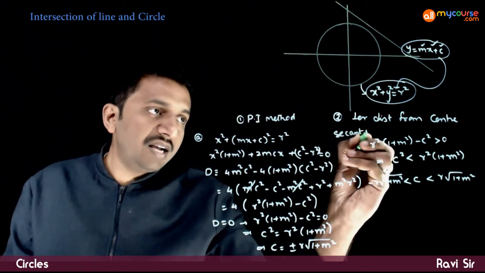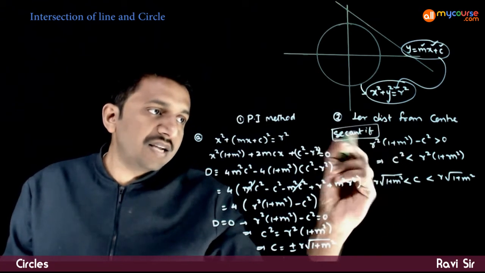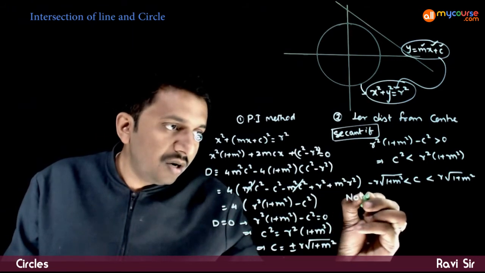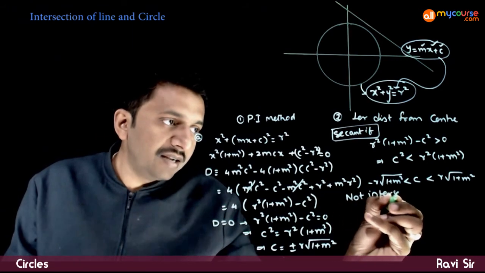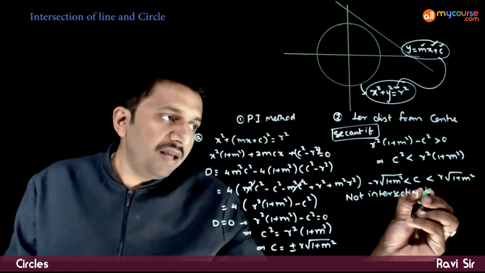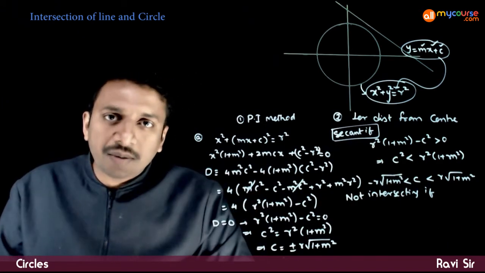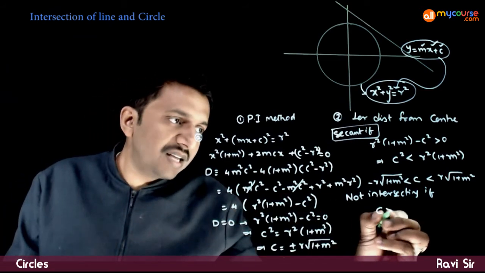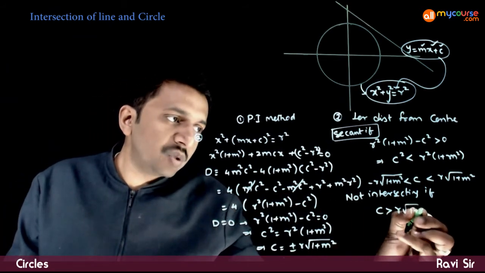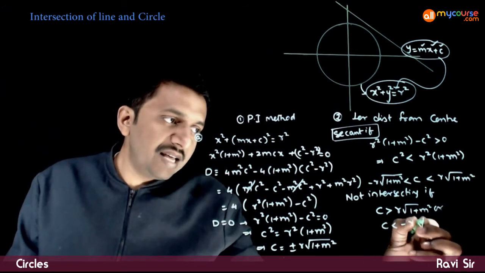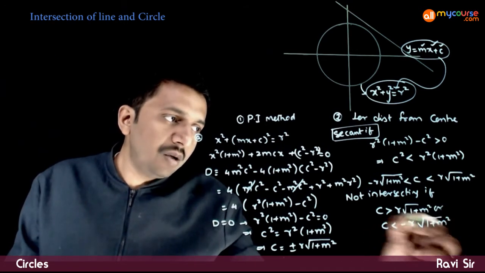So secant if this condition is valid, and not intersecting if the reverse condition, right? C square is greater than r square into 1 plus m square. That is, c is greater than r root 1 plus m square, or on the negative side, c is less than minus r root 1 plus m square.